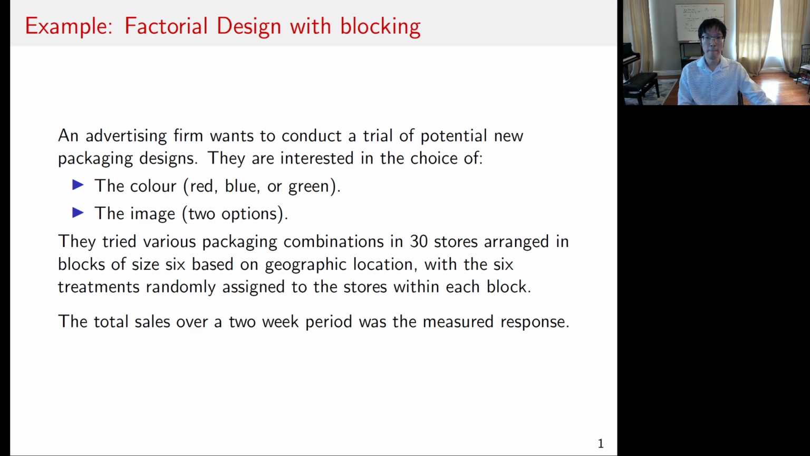And so suppose there are 30 stores, and say we group them by, let's say, province, and so there's 5 blocks of 6 stores each, and then we randomly assign each of the 6 combinations of the treatments to the 6 stores and measure sales.